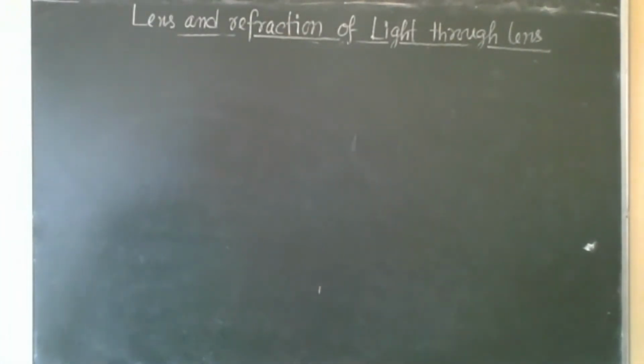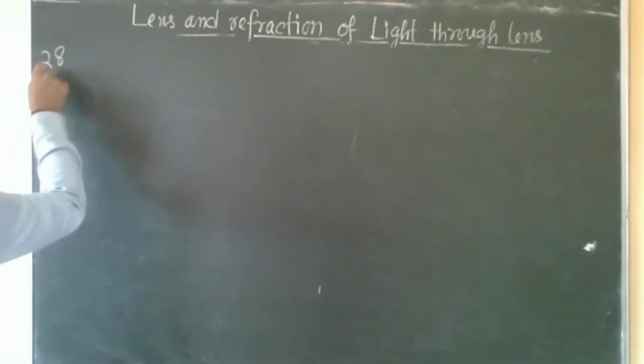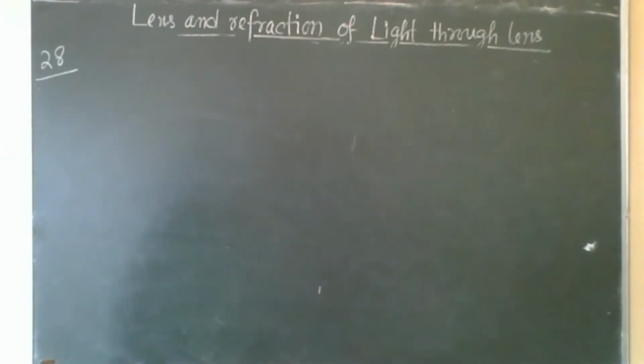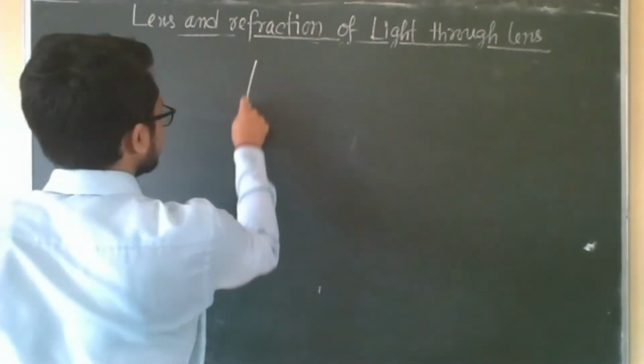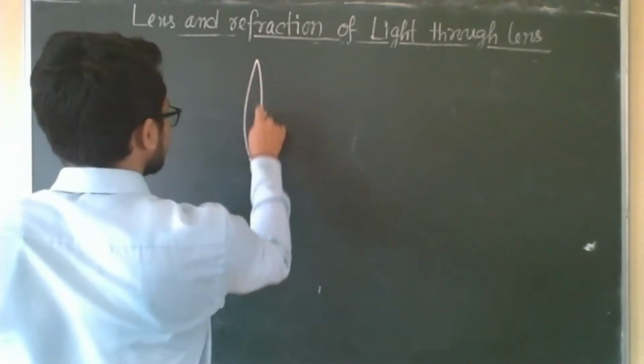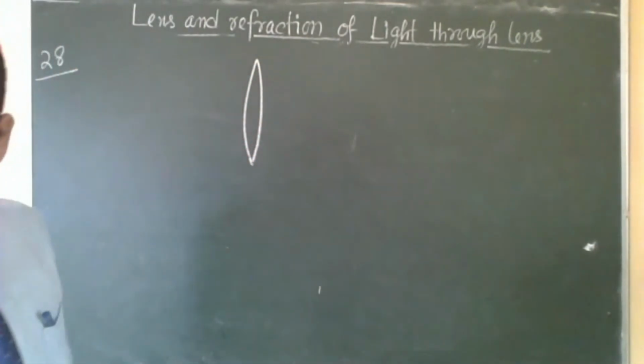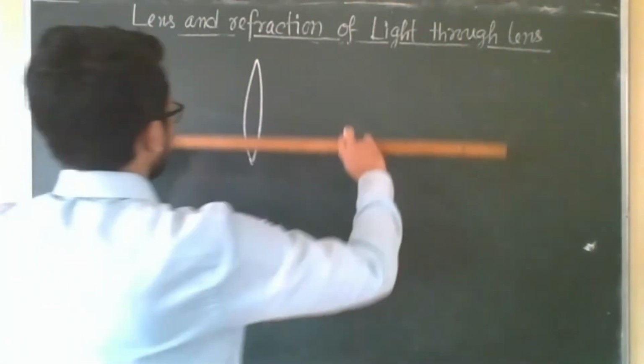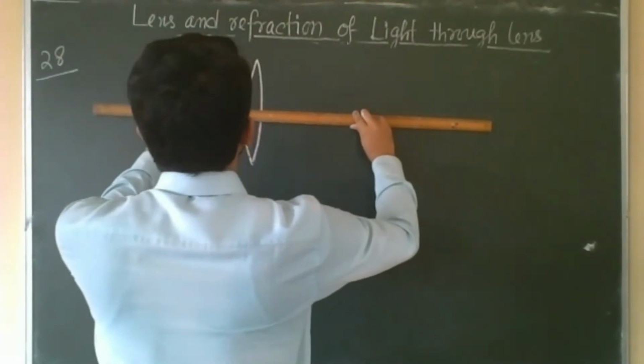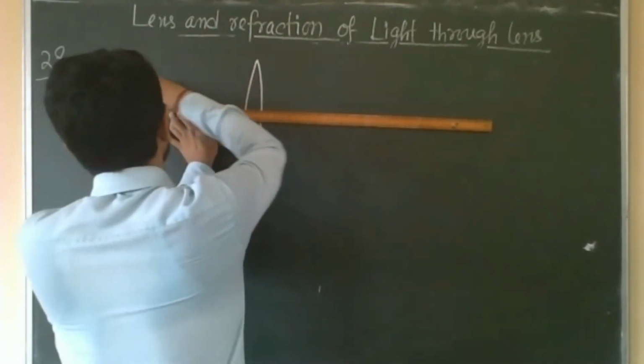So our question number 28. Again, two ray diagrams. Here first is given convex, no problem. Which one is given first, that one we will do first. And here the ray is passing through the first focus. The ray is incident through the first focus.